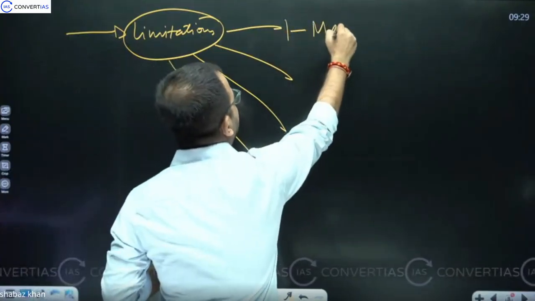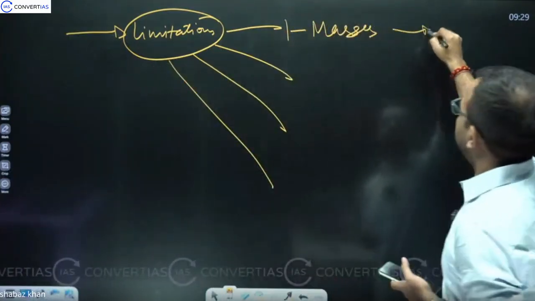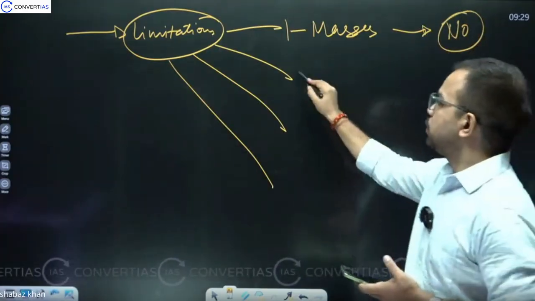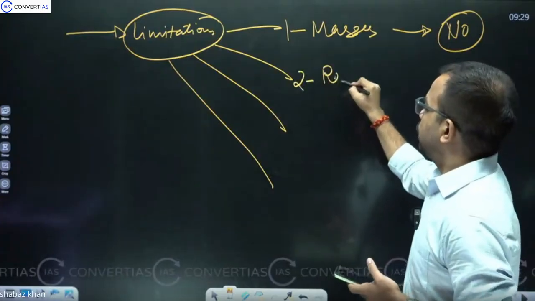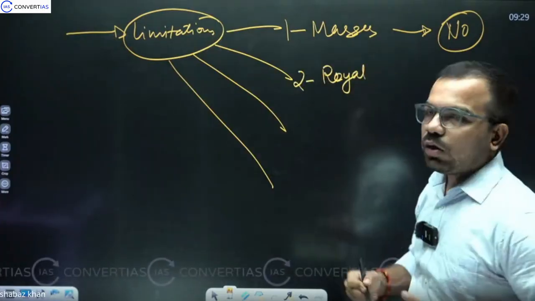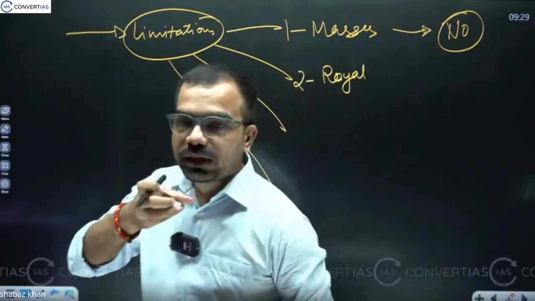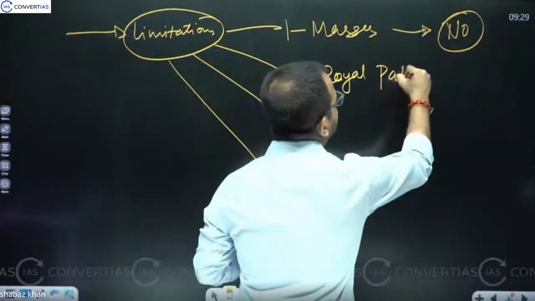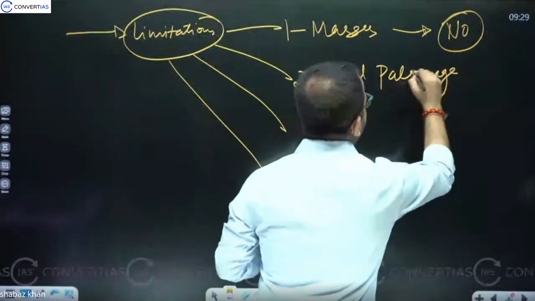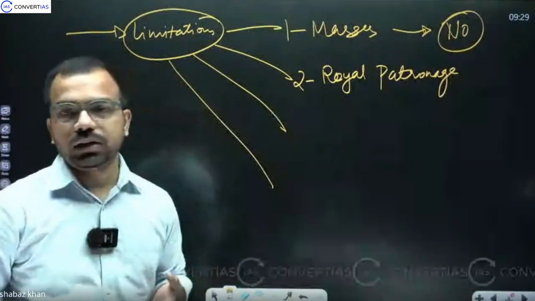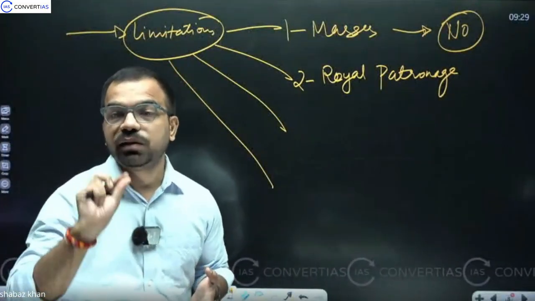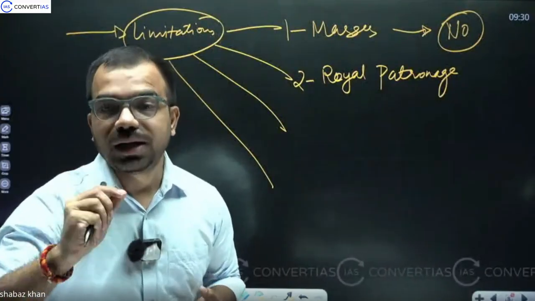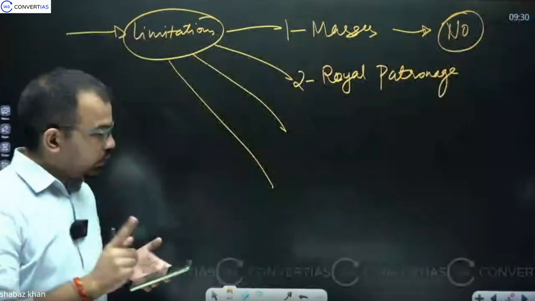Was it followed by masses? The answer is no. Were a lot of the sects of the Bhakti and Sufi movement dependent upon royal patronage? They were dependent upon royal funding. So they were not representatives of the citizens, not the representatives of the Praja, but of the Raja. Yes? Okay.